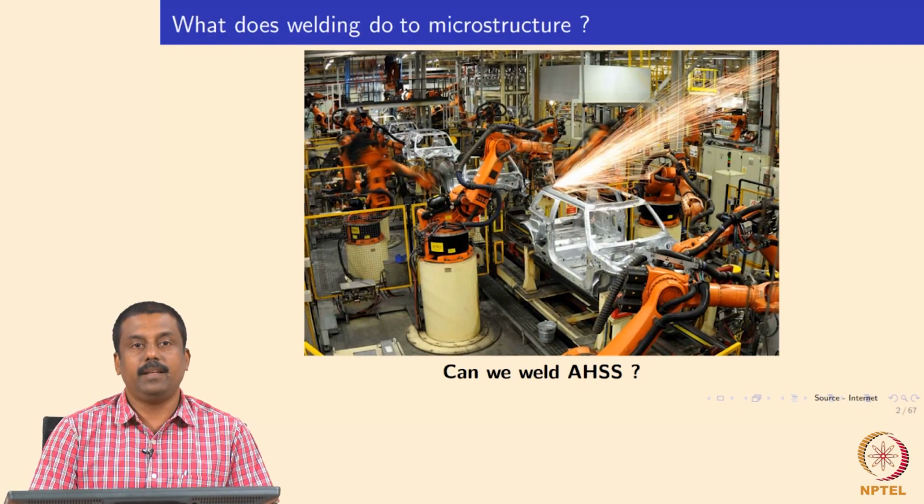So before going into the actual details, the science behind welding processes, we look at some introduction as usual. So for example, the main question we are going to ask is, what does welding do to the microstructure? Okay, so we already looked at how complex the microstructure of dual phase and TRIP steel is.